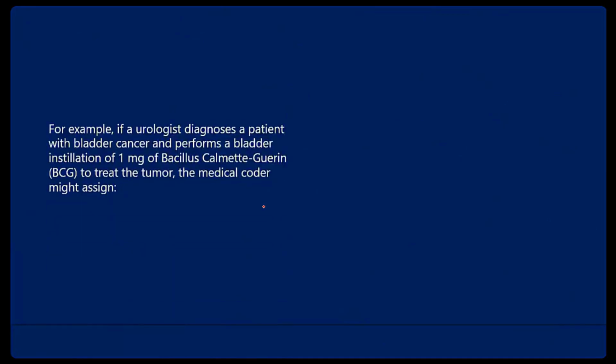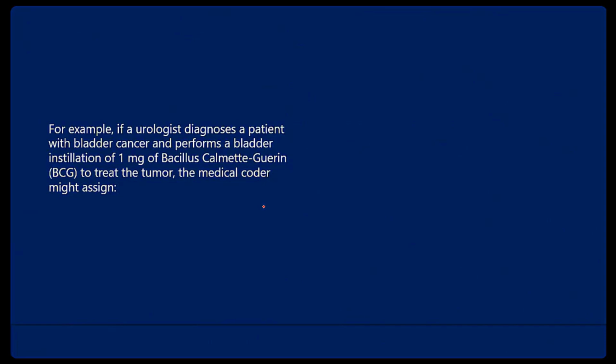So now I'll tell you an example. For example, a urologist. A urologist is a physician who deals with the urinary system of the patient. The patient has bladder cancer, urinary bladder cancer, and the urologist performs a bladder instillation of 1 mg Bacillus Calmette-Guérin to treat the cancer.